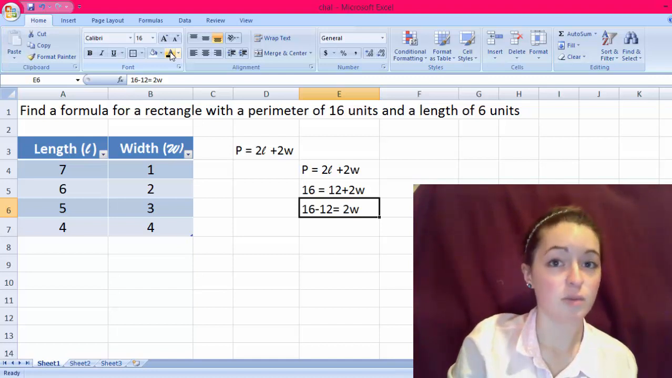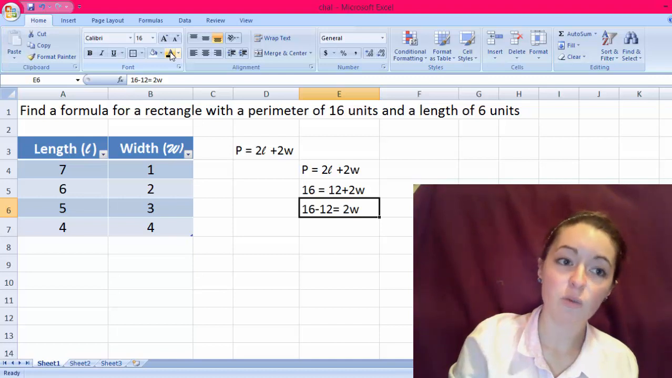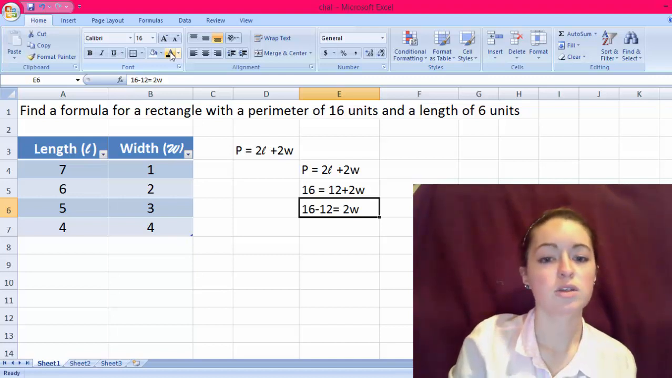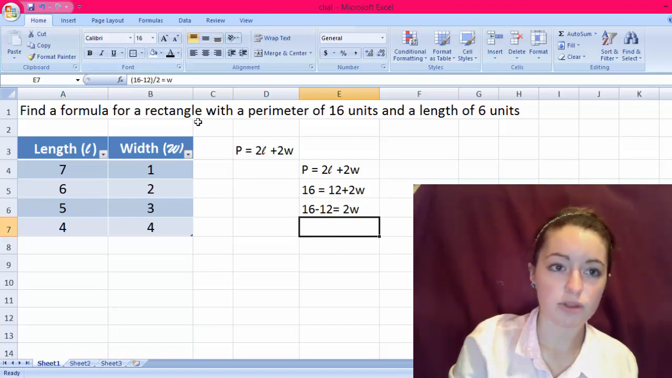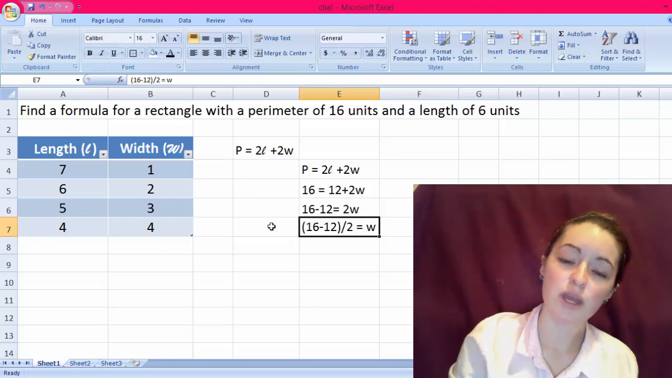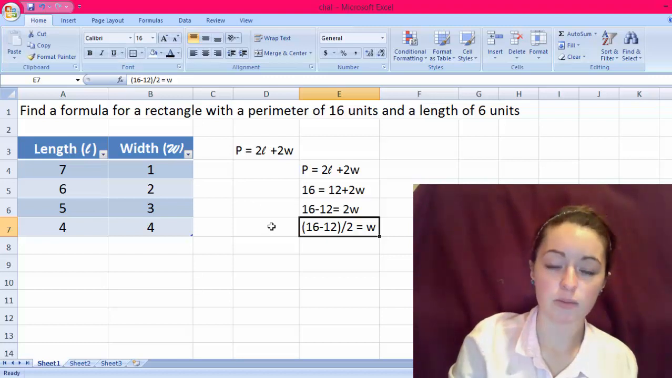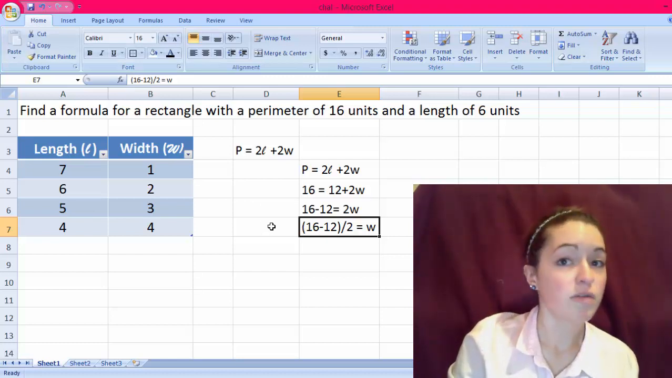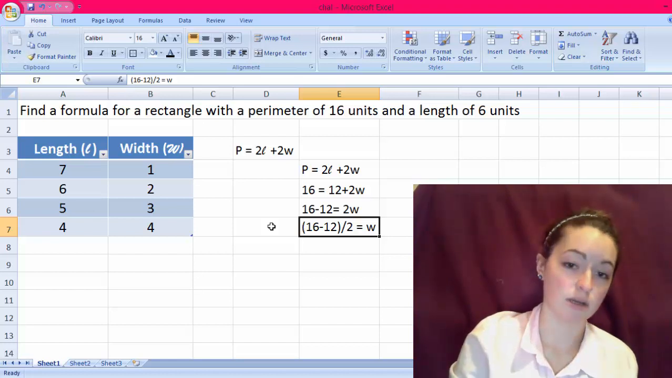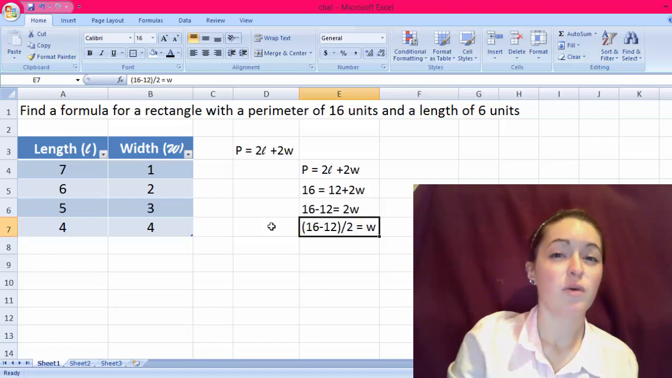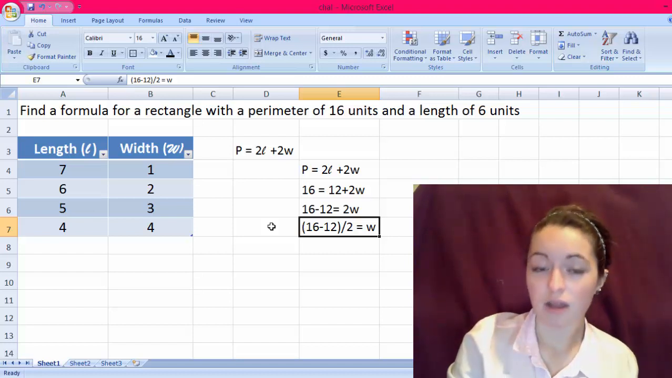Now we still don't have W by itself, which is what we need to find a formula to get the width. So we're going to divide by 2 on both sides. We have 16 minus 12 divided by 2 equals W. Now this is a perfectly fine way to represent a formula for this rectangle.